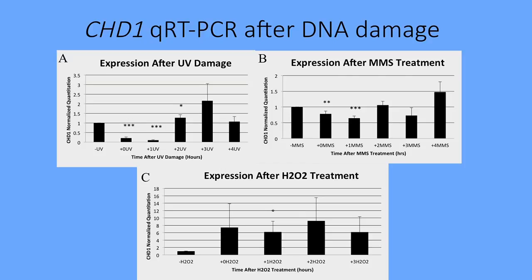And then CHD1, and when we look at these, we're looking at patterns of having similar patterns of expression to each other. And so if we look at the GCN5, and we look at the CHD1, we see a similar pattern where we see it go down and then come back up after UV. With MMS, it goes down a little bit, but then not significantly in the later times. And then with hydrogen peroxide, though, this one actually increases, but it's fairly variable, and so maybe not significant.